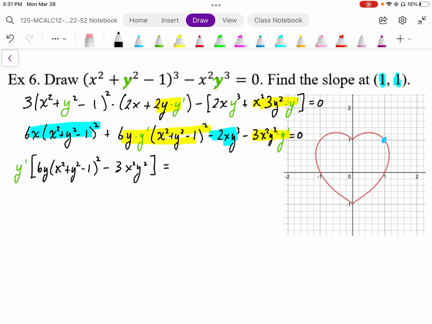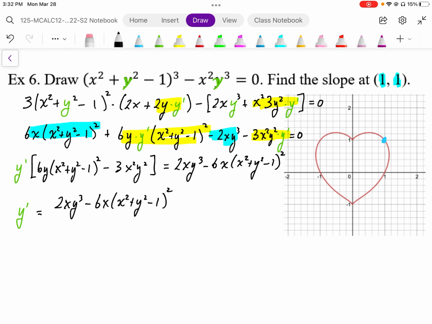Now, in this step here, I'm going to move all the blue parts to the other side. So I'm going to end up with 2xy cubed minus 6x (x squared plus y squared minus 1) all squared. So there I have all my y prime terms on one side. I factor out the y prime. In this next step, I'm going to solve for y prime. So I get y prime is equal to 2xy cubed minus 6x times (x squared plus y squared minus 1) squared. And in the denominator, we're going to end up with 6y (x squared plus y squared minus 1) squared minus 3x squared y squared.